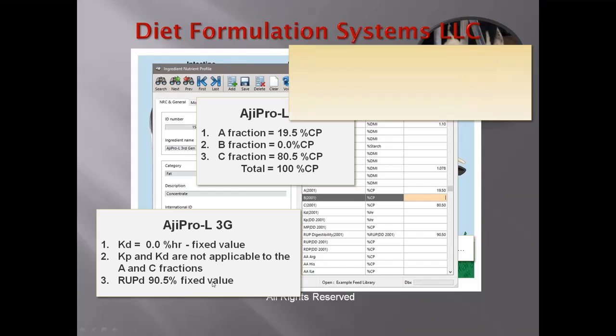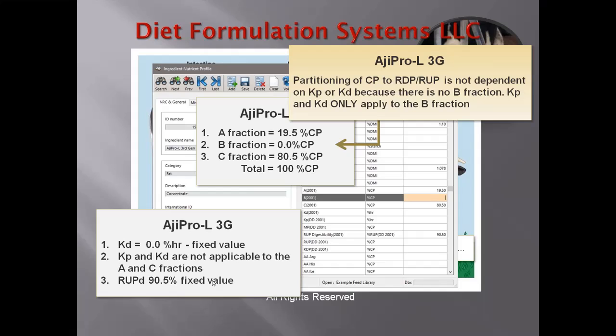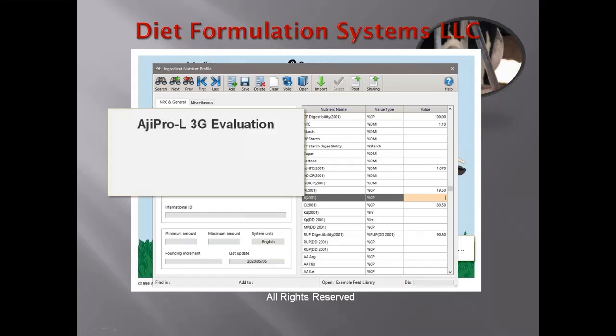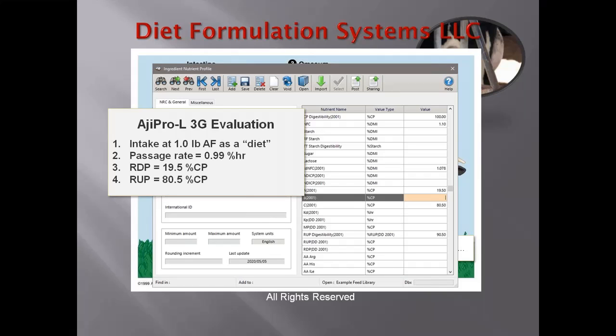So let's go ahead with that same exercise with Agipro-L. And what we're going to find is not having a B fraction makes a big difference when you look at characterizations at different levels of intake. So let's go look at that. Again, same thing, Agipro-L, 1 pound intake, passage rate's the same. Look what we come up with for RDP and RUP. And why is it the same? Because there's no B fraction.